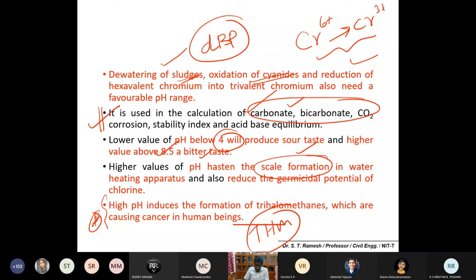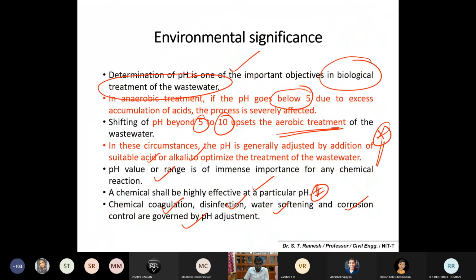So these are some of the important points you have to remember about pH. I'll repeat again. One is biological treatment. pH is important. In anaerobic or aerobic treatment, the pH range is very important. For any chemical calculations, you should also note down the pH range value.